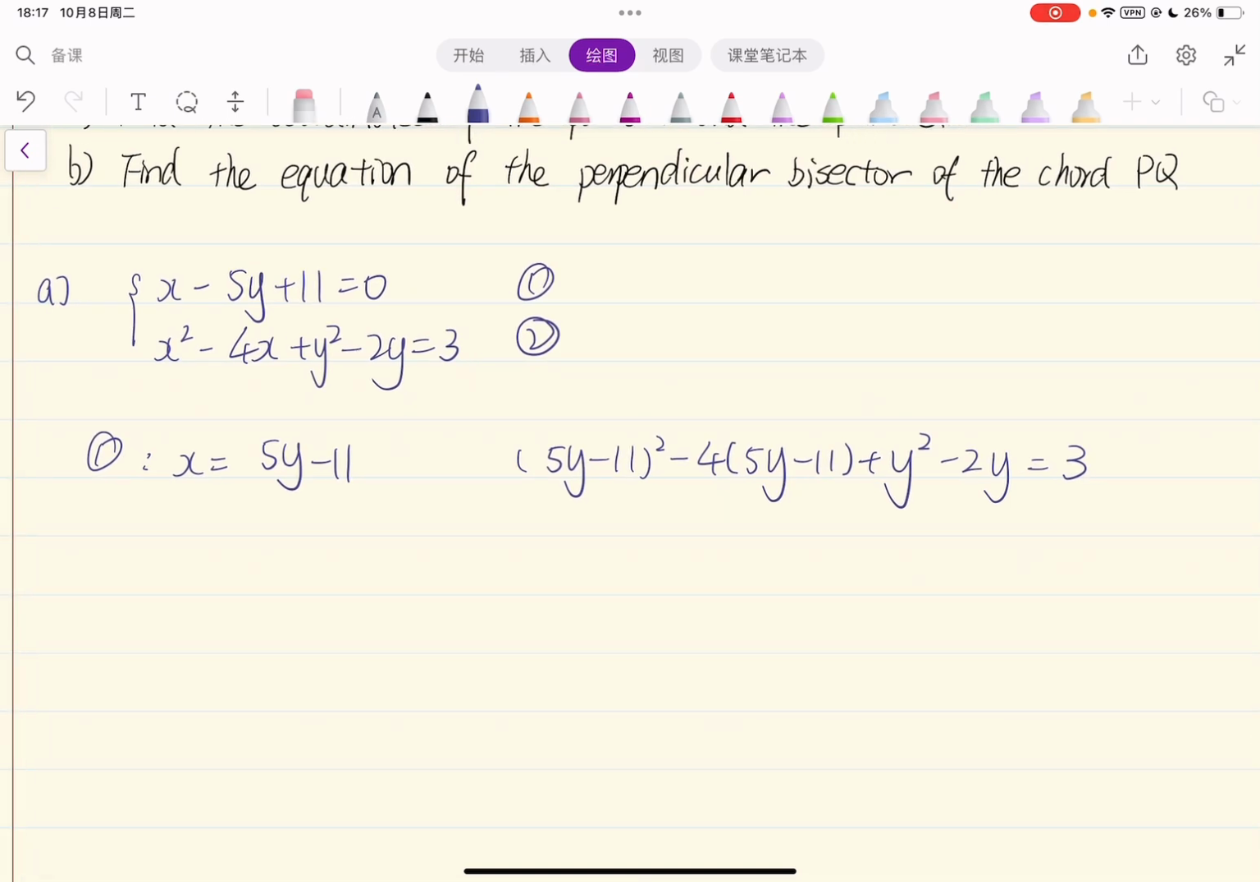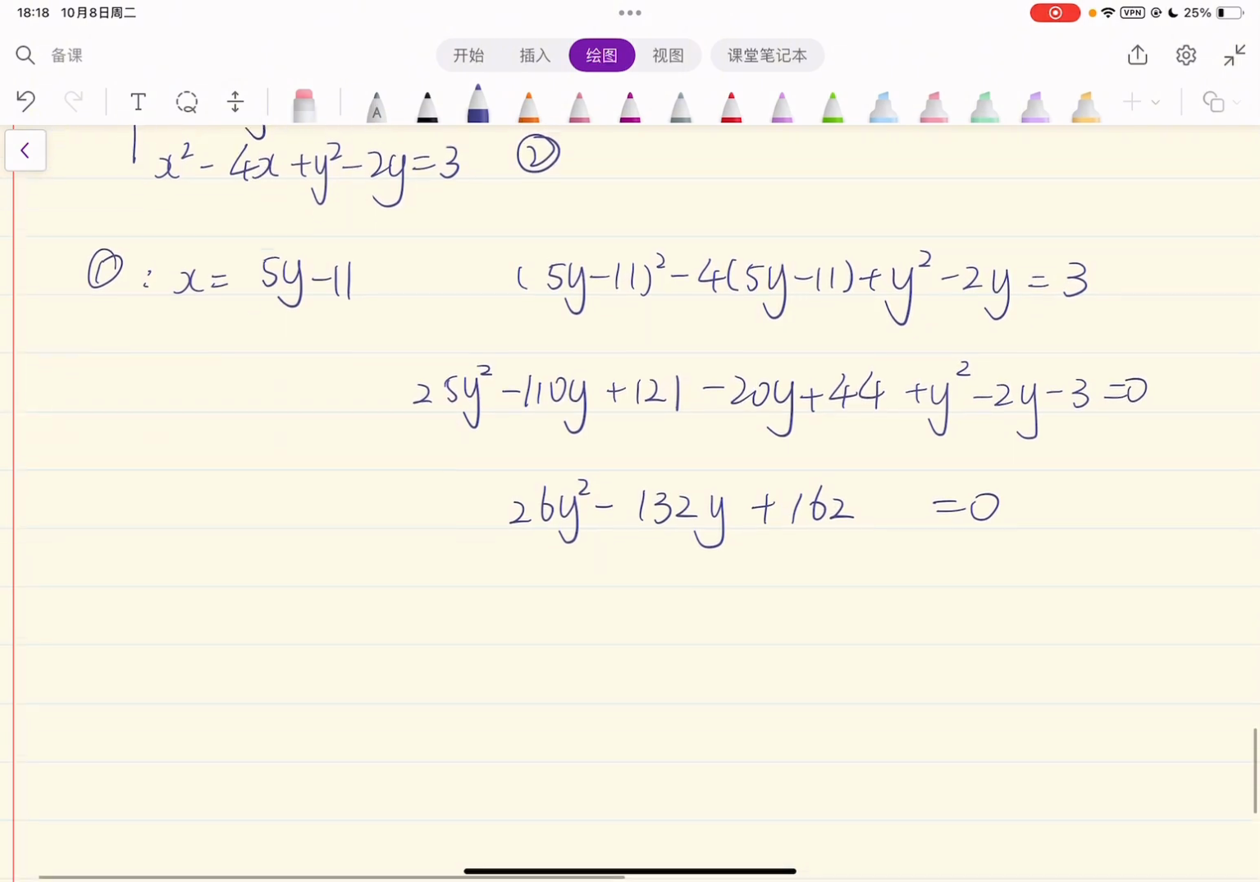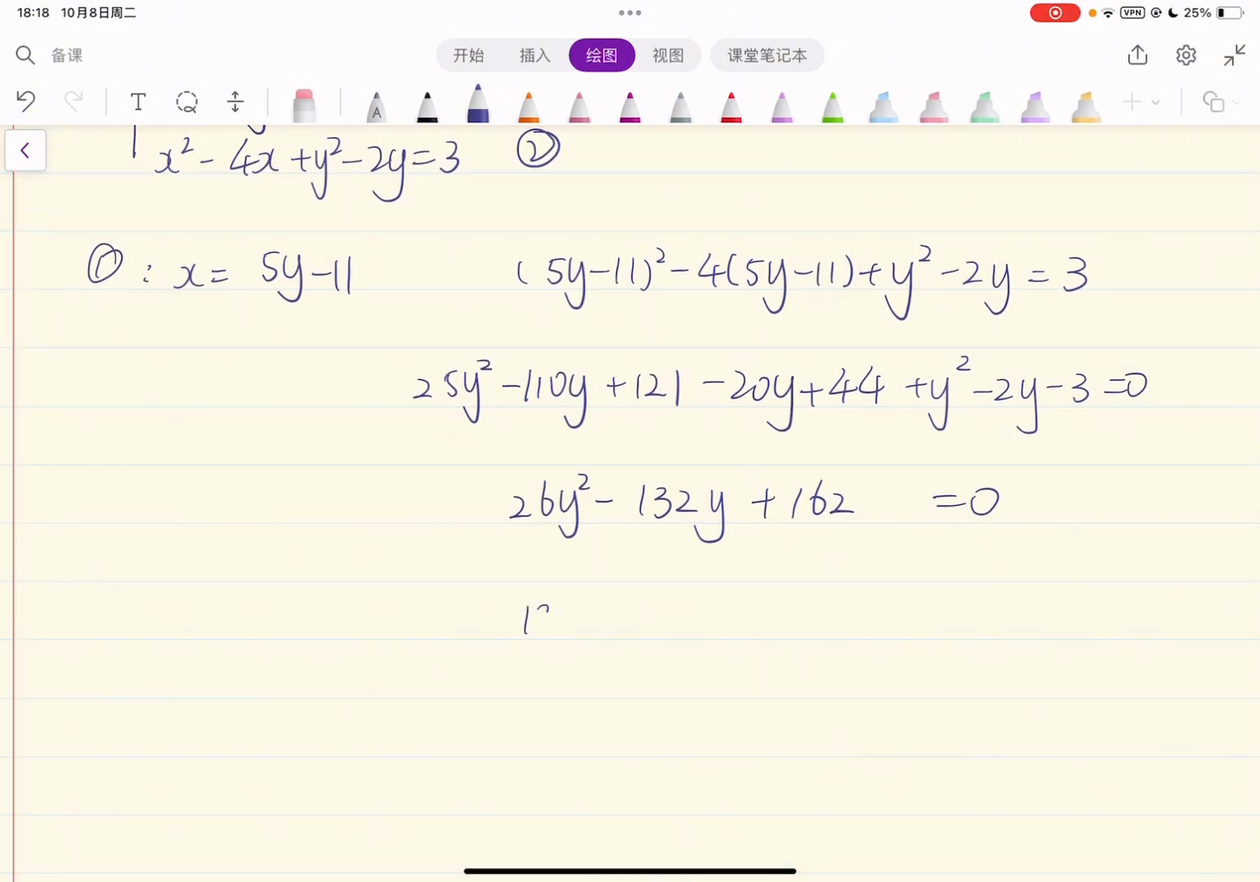Expand that, we have 25y squared minus 110y plus 121 minus 20y plus 44 plus y squared minus 2y minus 3 equals 0. We have 26y squared minus 132y plus 162 equals 0. We can divide it by 2 on both sides. We left 13y squared minus 66y plus 81 equals 0.